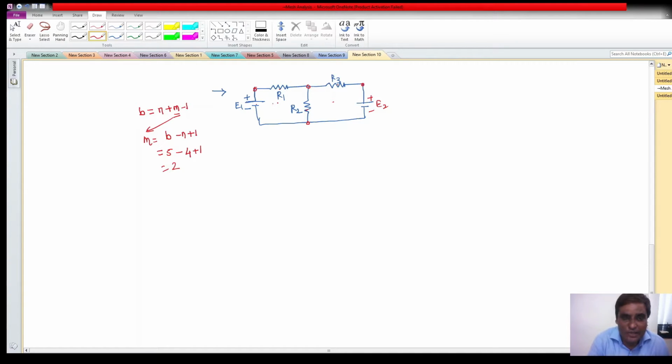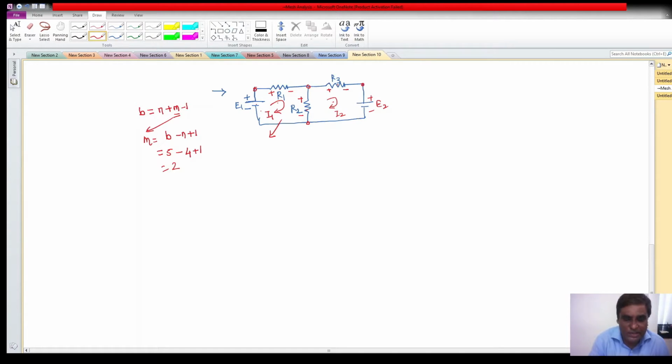Then next assign the mesh currents in clockwise direction. So suppose this is my I1 mesh current and this is my I2. Okay. Now with this let us mark the polarities. So current is going this way. So this is plus, minus, this is plus. There is no unique rule. You can choose by your own. Okay. This is plus, minus. Okay, that way. Now write the equation for mesh 1.